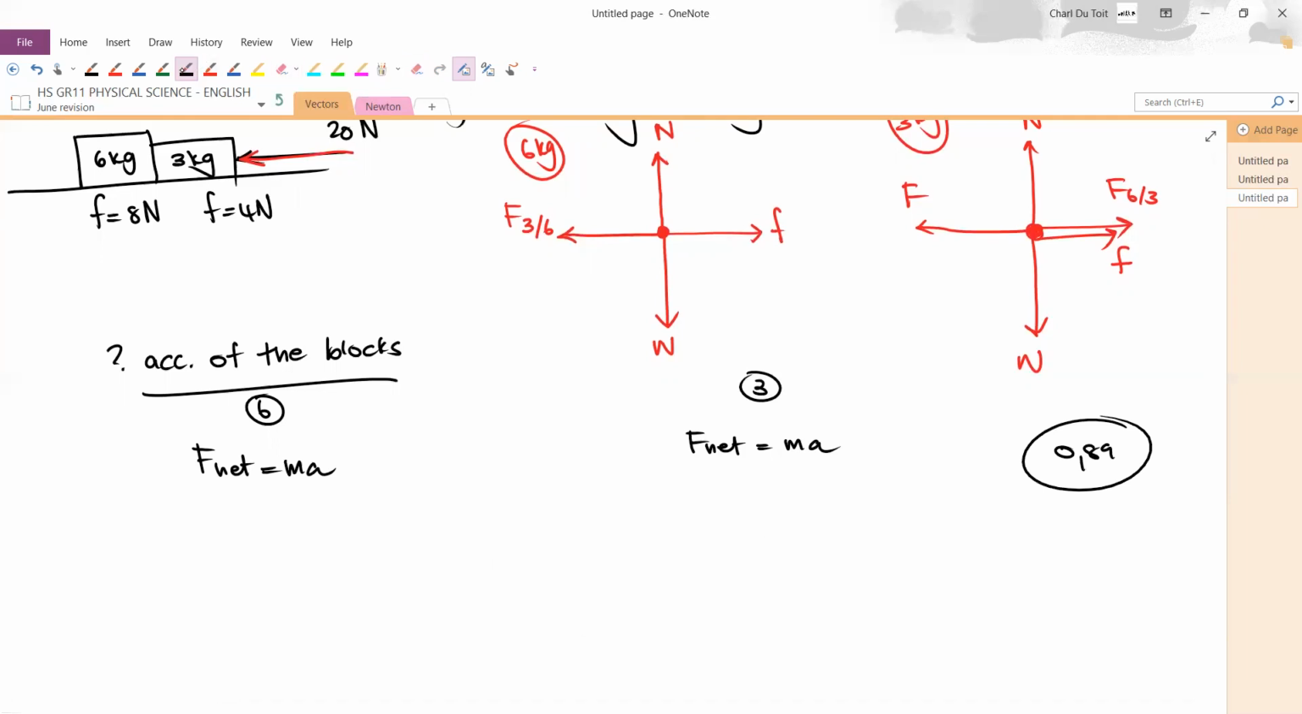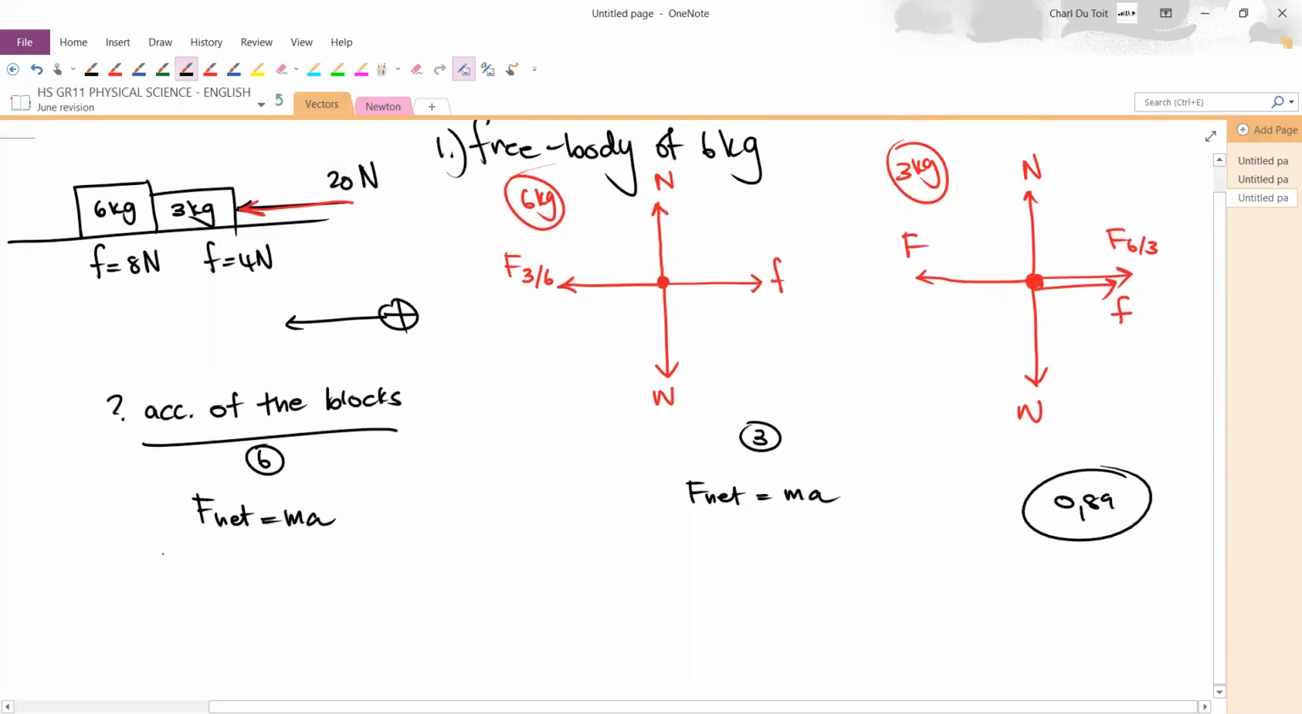Because we have to set up F net for both. I'm going to choose the direction towards the left as positive. So if I look at my forces diagram of the 6 kg, I have a force of 3 on 6 to the left plus a negative friction, and that is 6A. Friction equals 6. So 3 on 6 equals 6A plus the friction of 8 newtons. And that's my first equation. Did I miss anything? No.